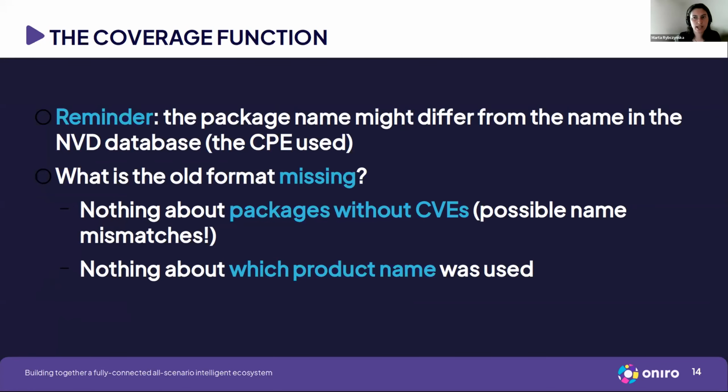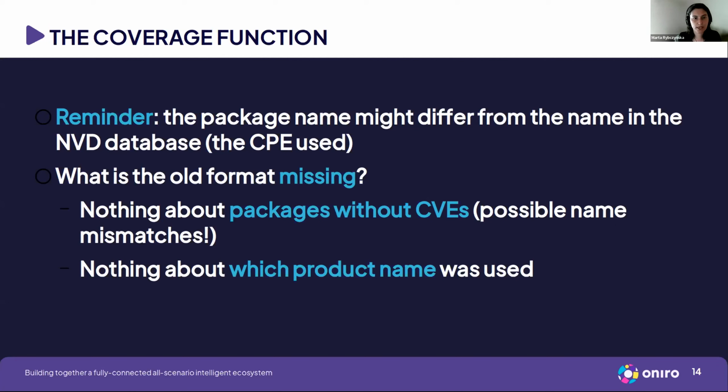And then a few words about the coverage statistics itself. You may know that the package name or the recipe name that we use in OpenEmbedded Yocto project may differ from the name that is used for vulnerabilities. And that leads to a number of possible issues, and is related to the fact that the old format was missing certain information.